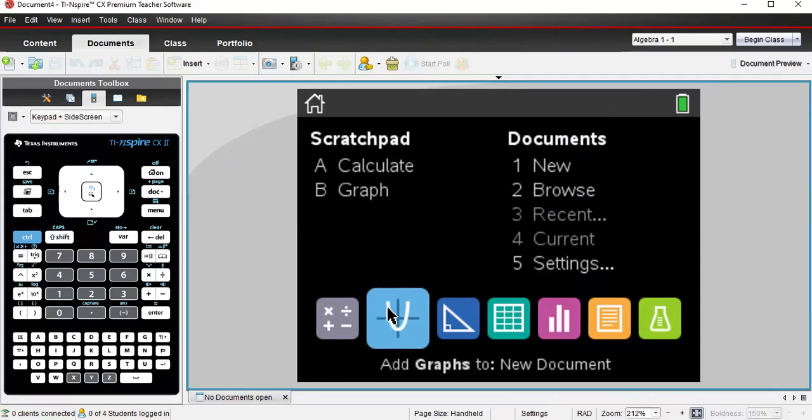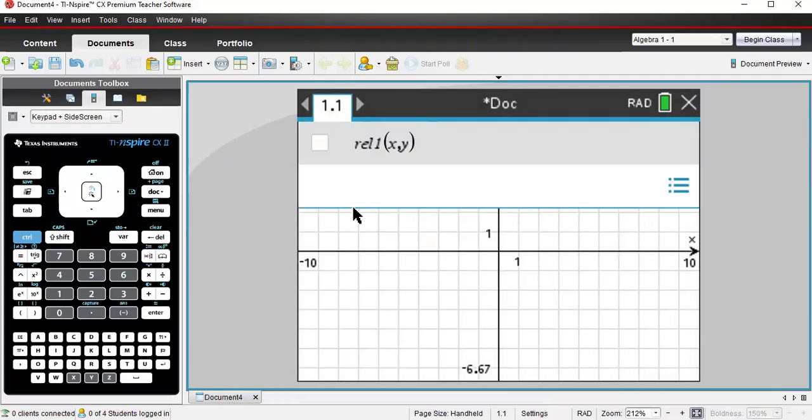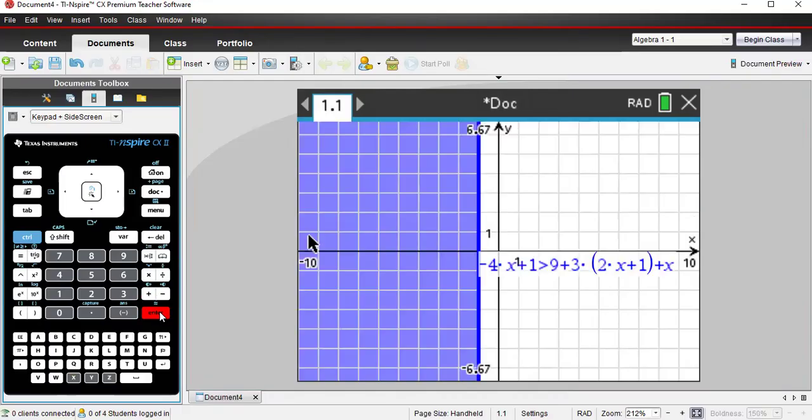So we're going to use the graph, put it in relation mode, and then type in our inequality. So it's going to be a negative 4x plus 1 is greater than 9 plus 3 parentheses 2x plus 1 plus x. And we press enter.